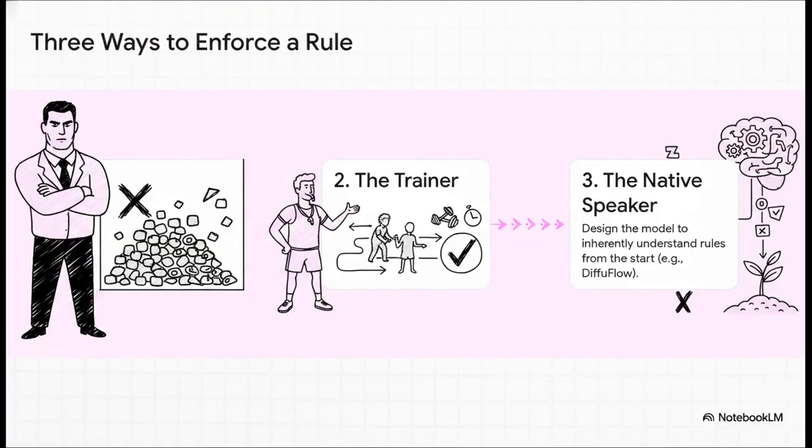Okay, so there are basically three ways to play this. First, you've got the bouncer. You just generate way more data than you need, and then, after the fact, you check everyone's ID and throw out the ones that break the rules. Simple, but man, is it wasteful. Then there's the personal trainer. This is more hands-on. You're actively guiding the model at every step, kind of nudging it and pushing it towards a correct answer. And finally, you have the native speaker, which is kind of the holy grail. You design the model so the rules are just part of its DNA. It can't help but follow them, because it's how it was built.